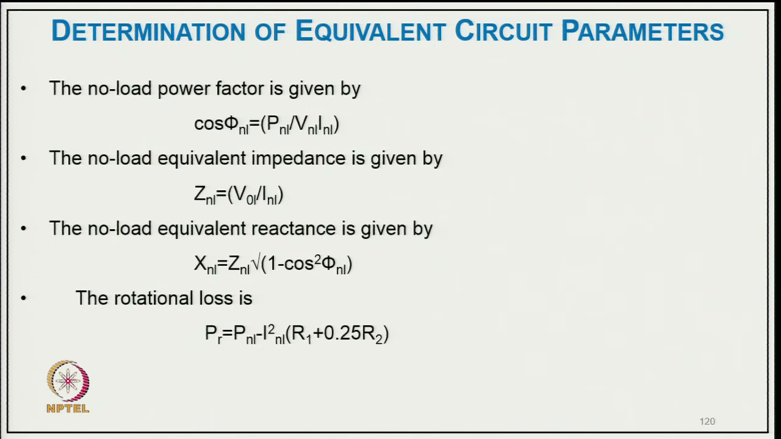So, the no load power factor can be cos phi NL equal to PNL upon VNL into INL, and the no load equivalent impedance can be ZNL equal to VNL upon INL, and the no load equivalent reactance can be XNL equal to ZNL into the square root of 1 minus cos square phi NL, and the rotational loss is PR equal to PNL minus INL square into R1 plus 0.25 R2.